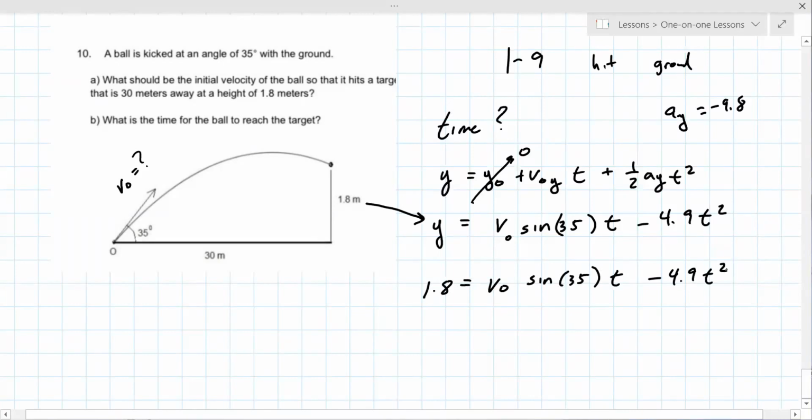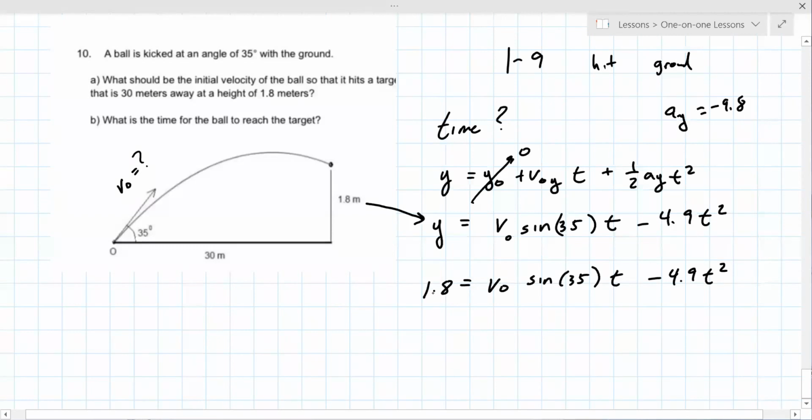How many unknowns do you see in this? 2 unknowns. Time and velocity. That's bad. In the past, we at least could get time out of this, but we're kind of in a bad spot here, because this isn't equal to 0.